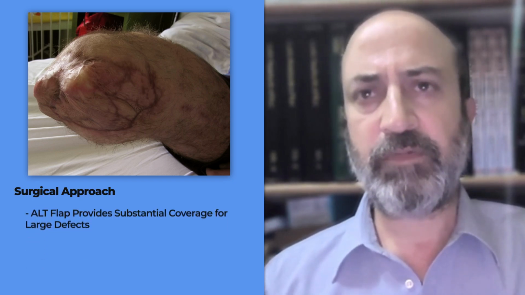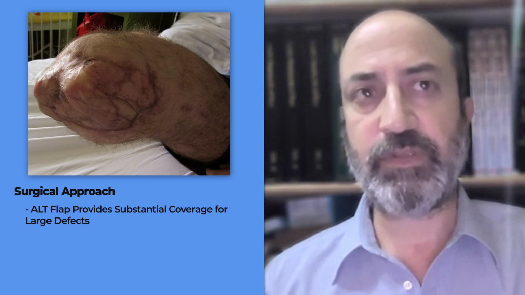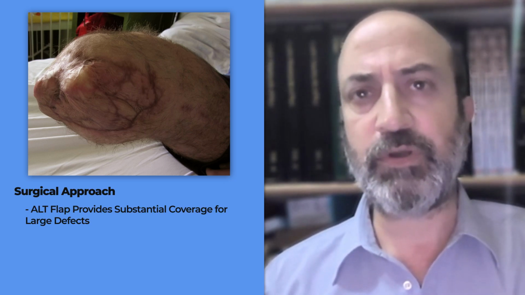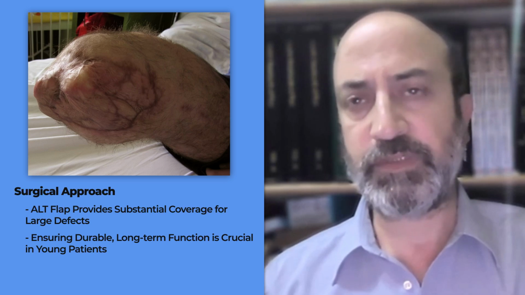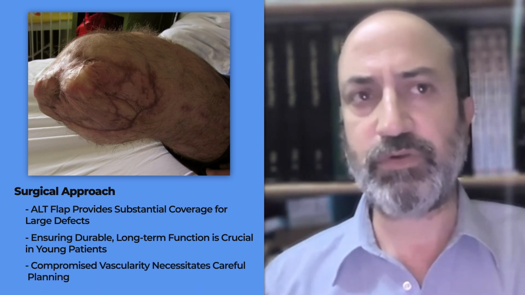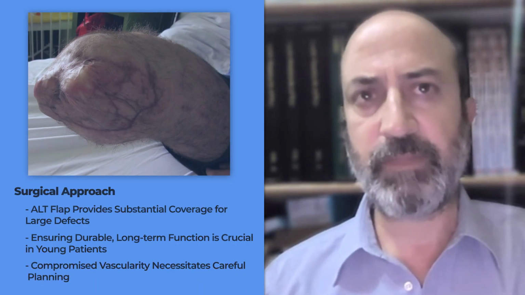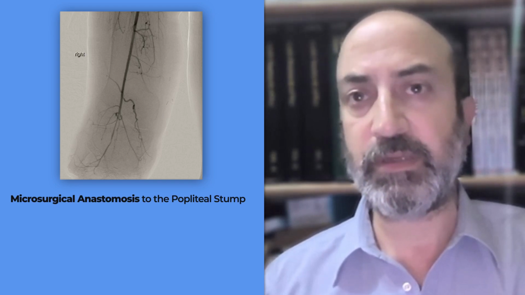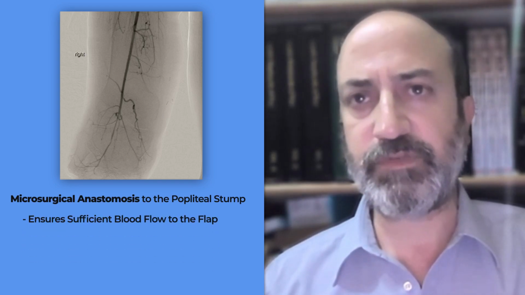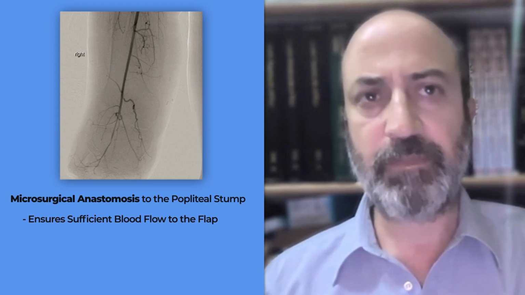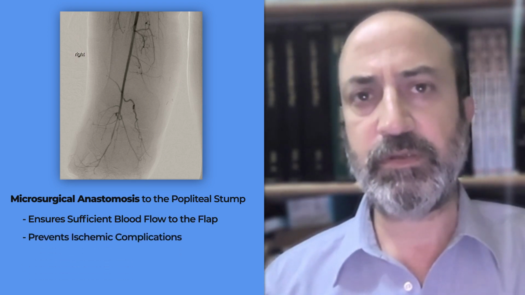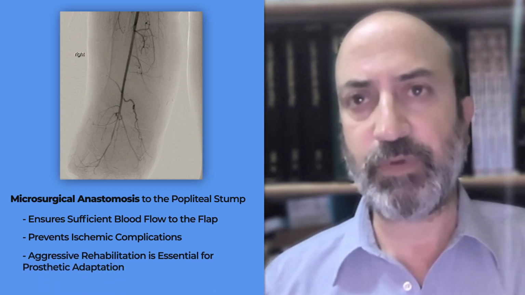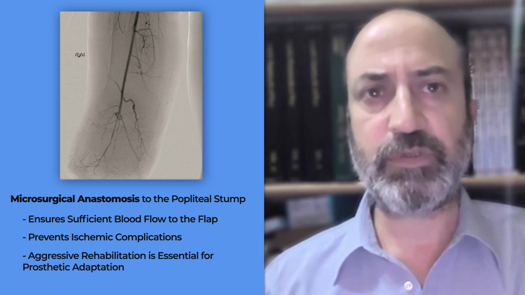Now, as a reconstructive surgeon, my approach to this case would have been similar to the authors. The ALT flap offers substantial coverage for defects of this size, and in a young patient like this, it is important to ensure durable, long-term function, especially with the complications of compromised vascularity. Microsurgical anastomosis to the popliteal stumps, as is done here, was a critical step to ensure sufficient blood flow to the flap and prevent further complications. Additionally, personally, I would have also ensured an aggressive rehabilitation program to condition the tissue for prosthetic use.